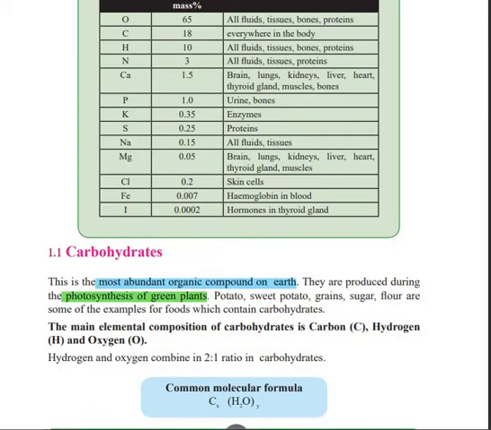Here students, see, this is the most abundant organic compound on earth. What is the most abundant organic compound on earth? Carbohydrate. They are produced during the photosynthesis of green plants.